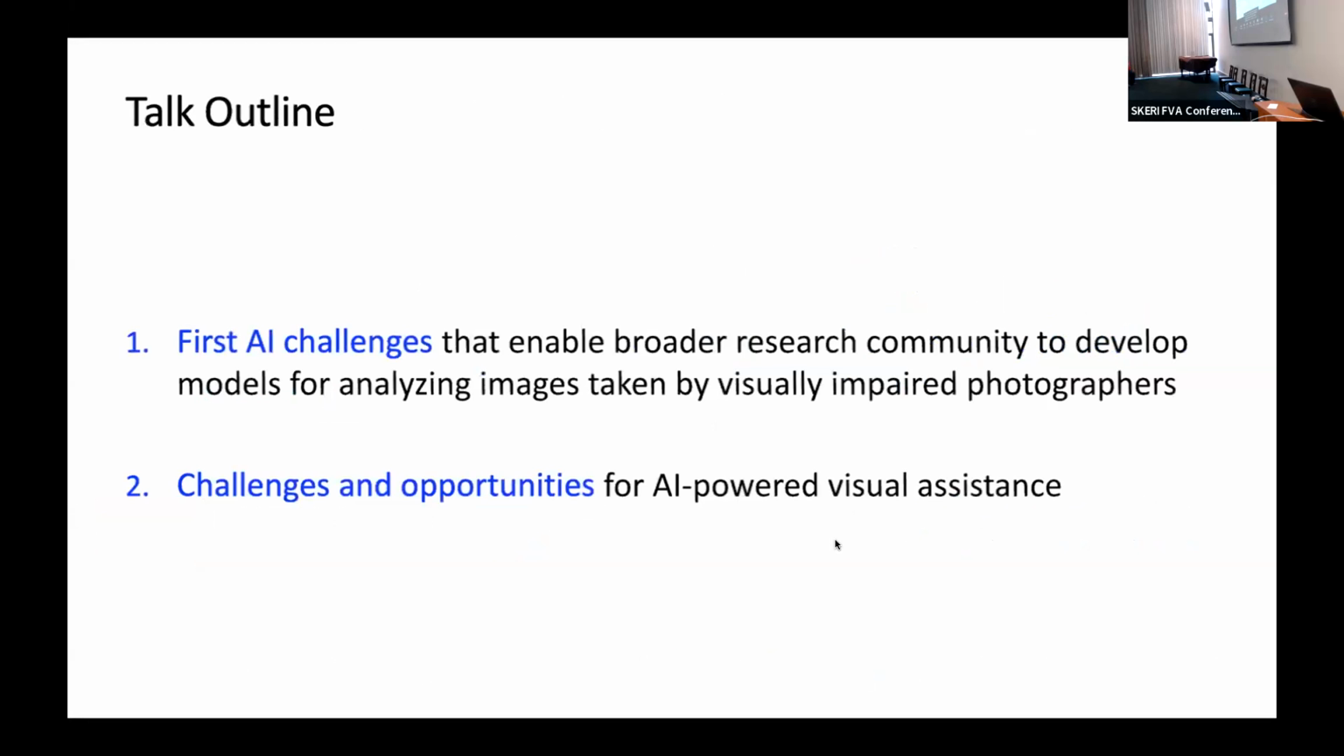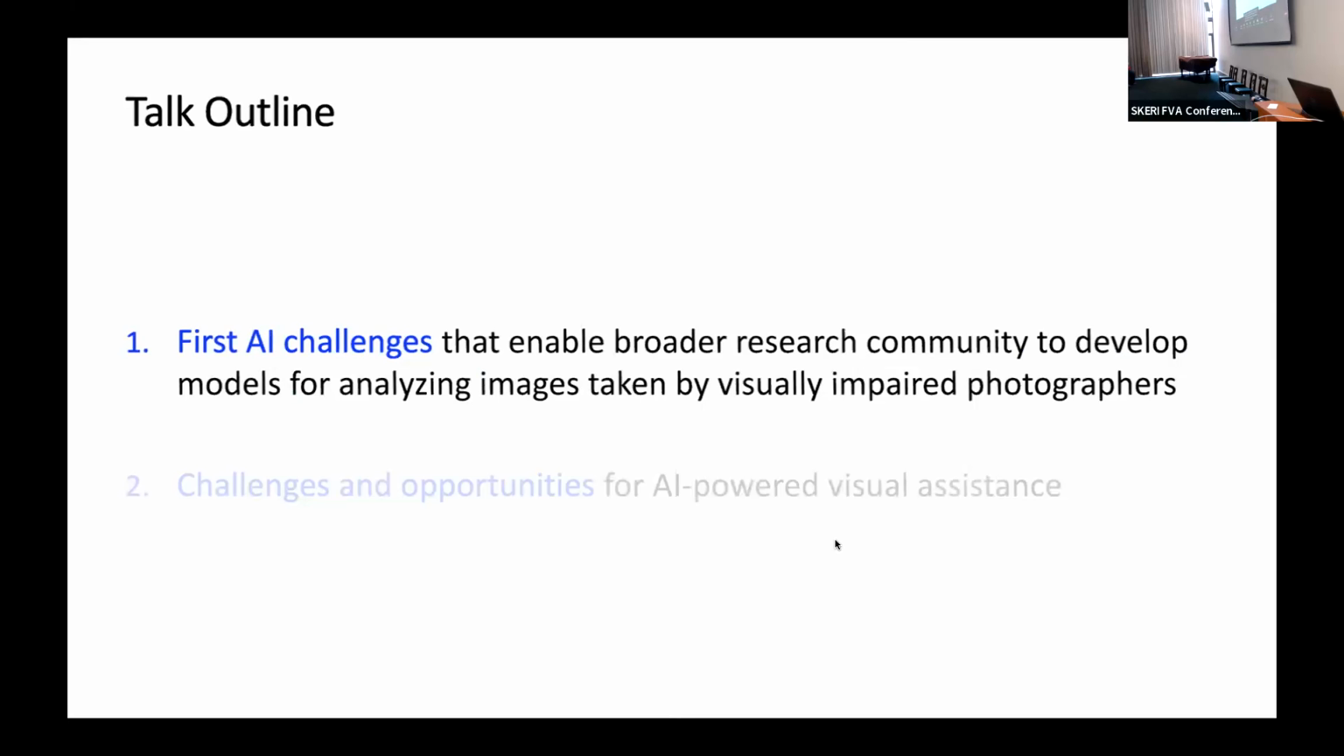And so in this talk, what I'm going to share is about my team's work and how we were able to put out the first AI challenges that do enable a broader research community to develop models to analyze images taken by visually impaired photographers. And then I want to set the stage for where I think the field should go and perhaps is already starting to take steps in that direction.